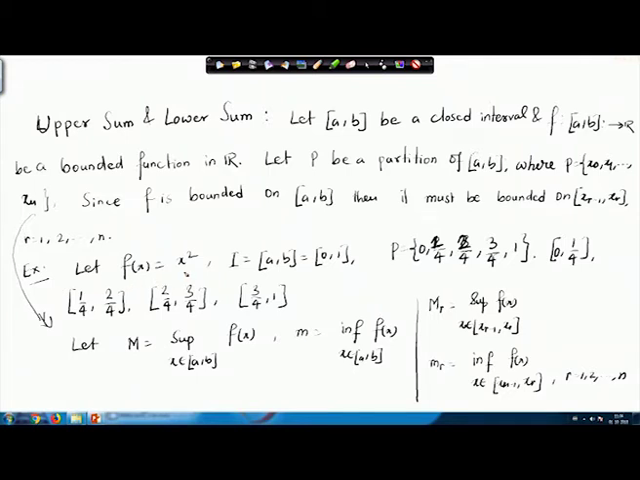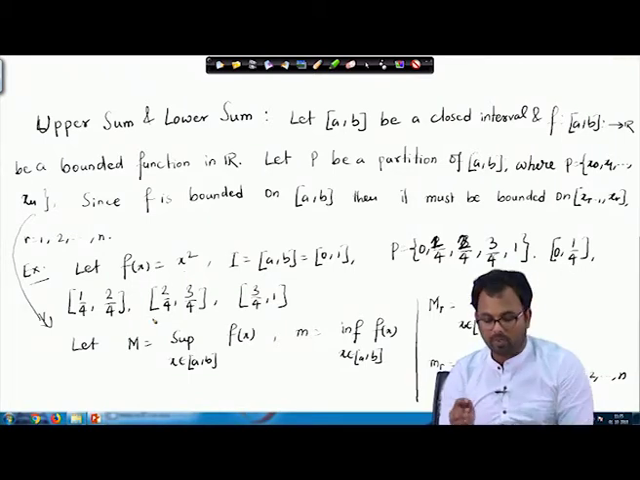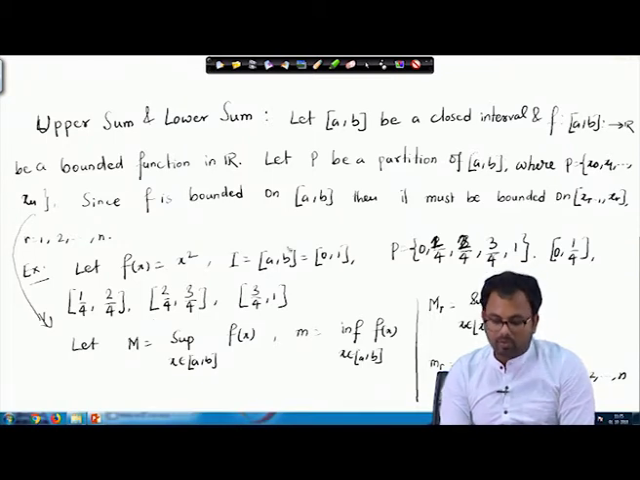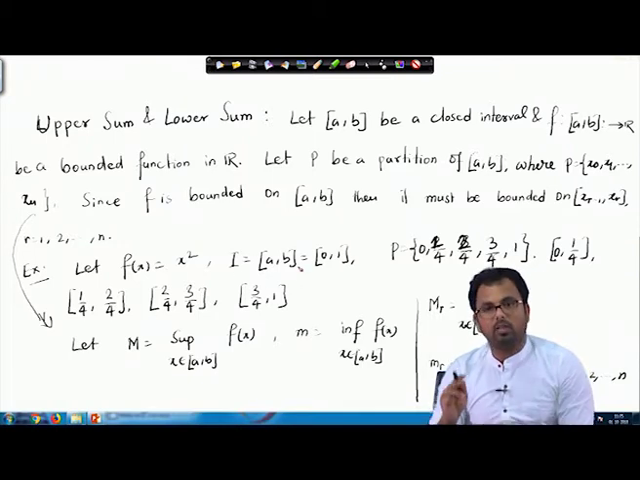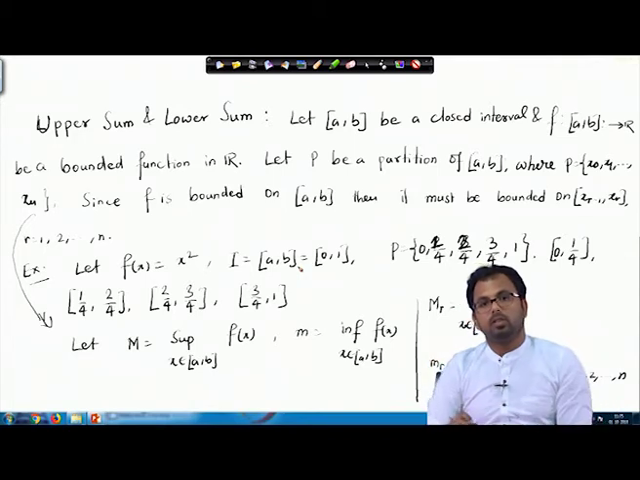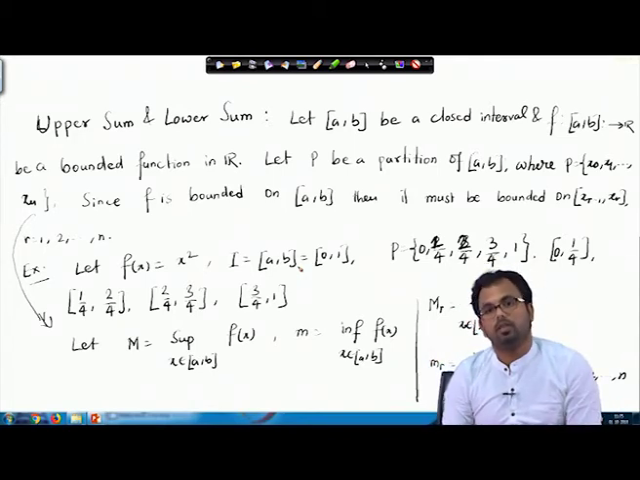equals x square. So, in this case we see that on every subinterval we have a lower bound and we have an upper bound, but at the same time, for the interval 0 comma 1, the whole interval, we have a lower bound as well as an upper bound.